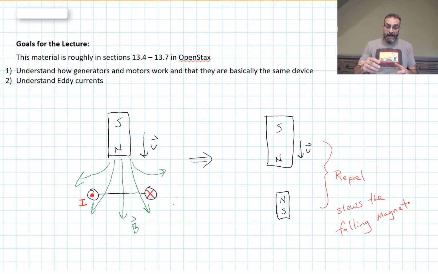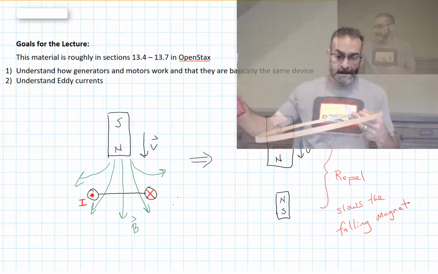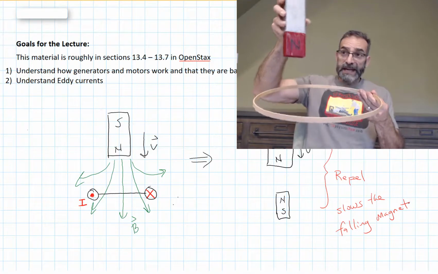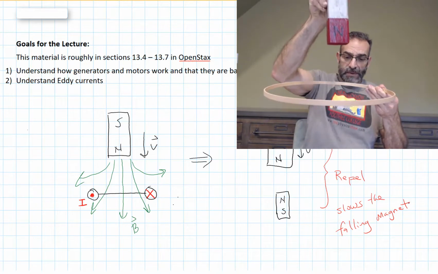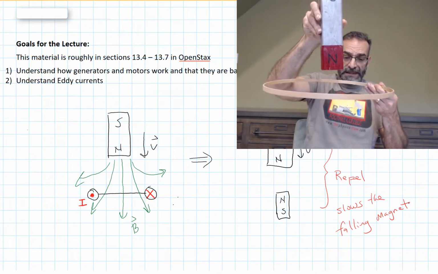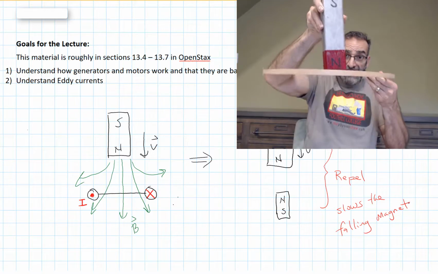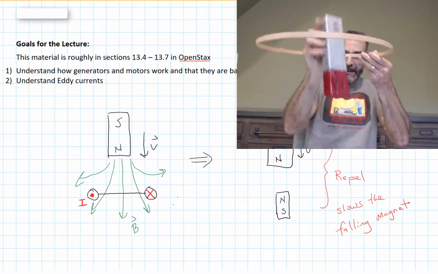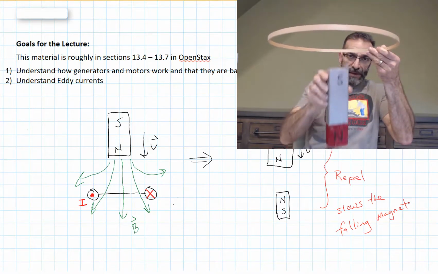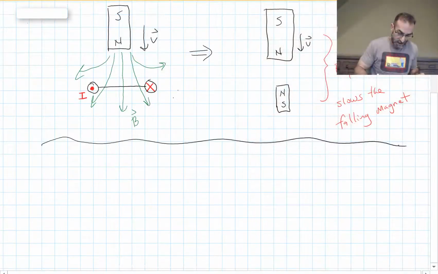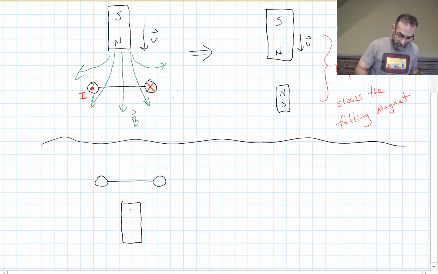Now let's allow our magnet to continue to fall. So we had this situation, right? We had a magnet, we had a loop of wire, and the magnet was coming down toward the loop of wire, and we saw what happened. Now we're going to allow that magnet to pass completely through the loop of wire and continue to fall down below the loop of wire like this. So now our loop of wire is above the falling magnet.